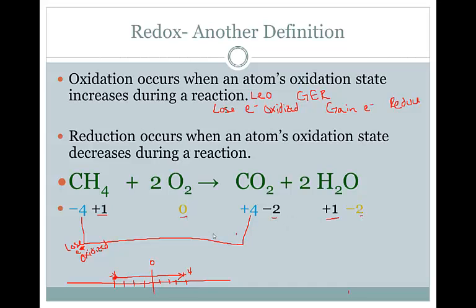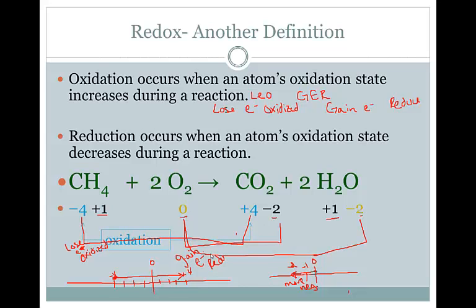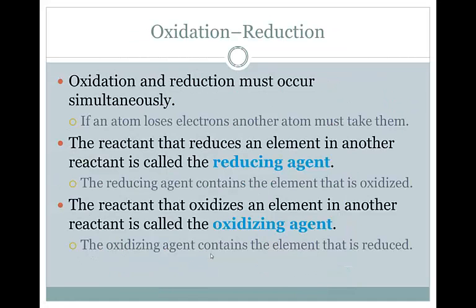So once again, let's look at the number line. 0, 1, 2, negative 1, negative 2, it's starting at 0. It's going to the left, which means it's becoming more negative, which means it's gaining electrons. If it's gaining electrons, that means it's reduced. GER, gain electrons, reduction. So carbon is oxidized, and oxygen is reduced. Oxidation and reduction must occur simultaneously. If an atom loses electrons, another atom must take them. The reactant that reduces an element in another reactant is called the reducing agent.